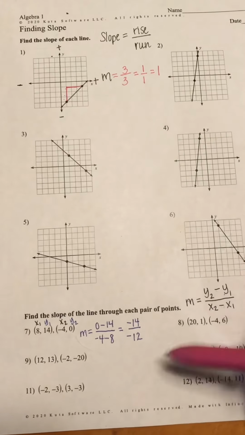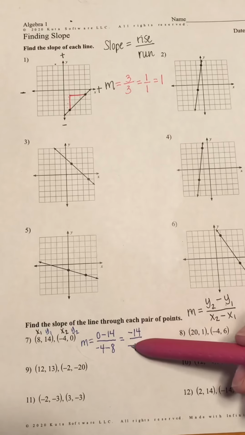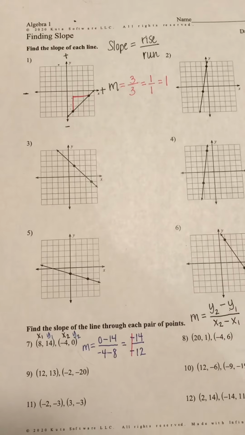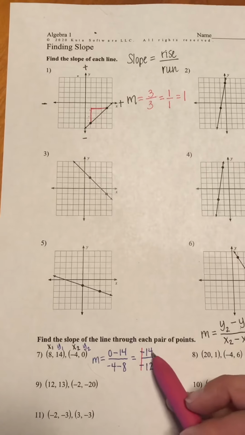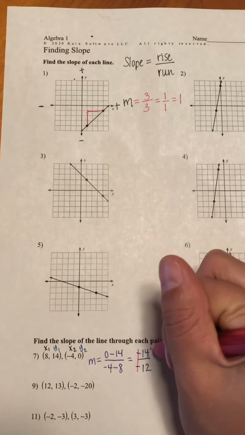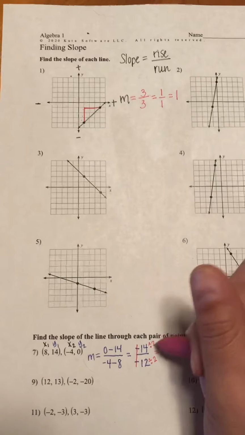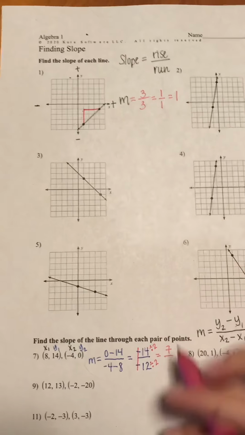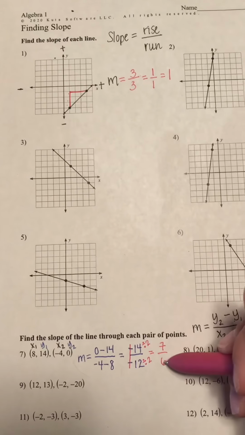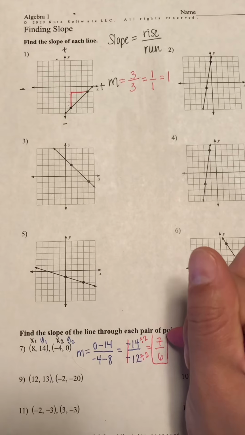But this isn't simplified as far as we can get it because we have two negatives. We know that a negative divided by a negative is actually one big positive. So I'm going to cancel those negatives out. And then I have 14 and I have 12. I know both of those can be divided by 2. So I'm going to do that. 14 divided by 2 is 7. And 12 divided by 2 is 6. Now, 7 and 6 have nothing in common. So this is as far as I can take this one right here.